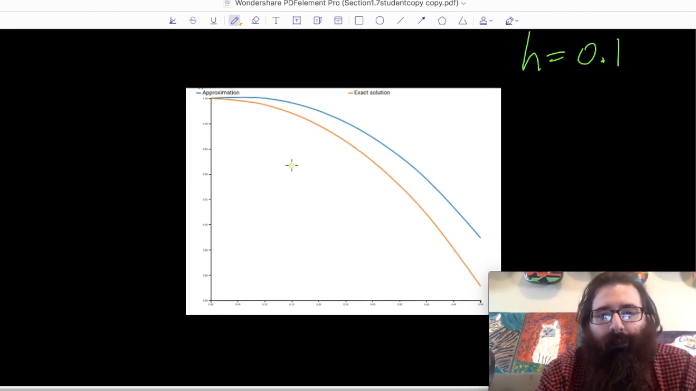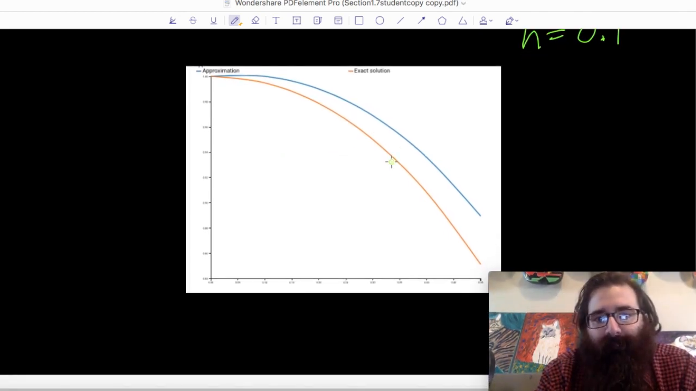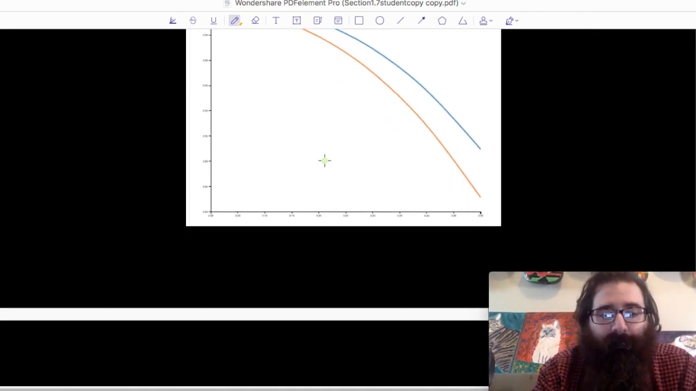So we have some visual reassurance that our approximations maybe are not going to be as good as we'd like them to be for this example, but they're still certainly doing the best they can. Leave them alone. They're doing the best they can.